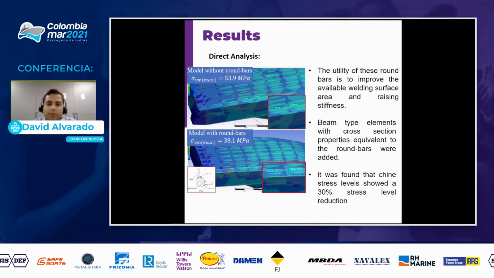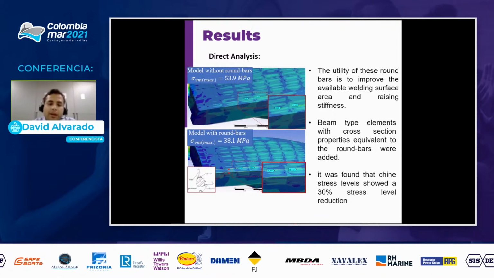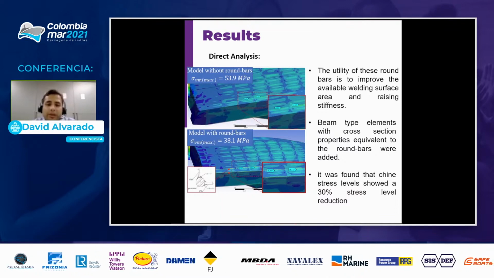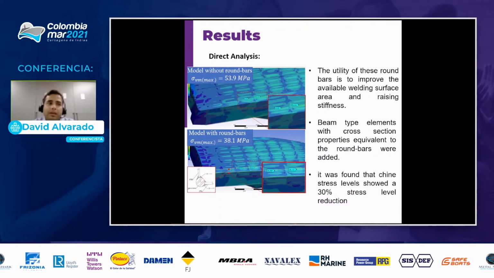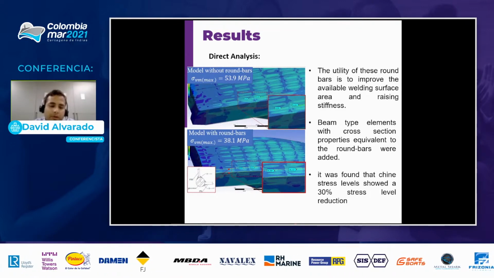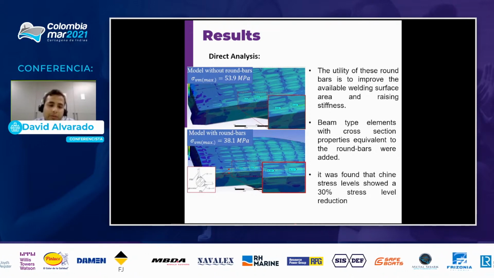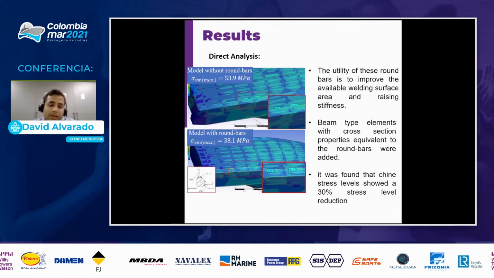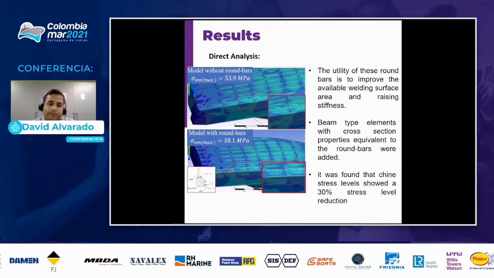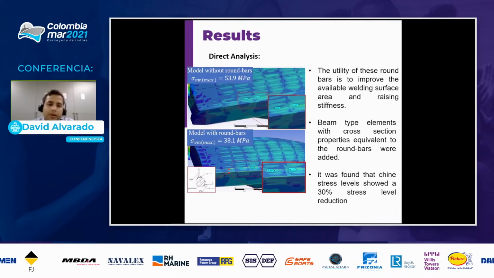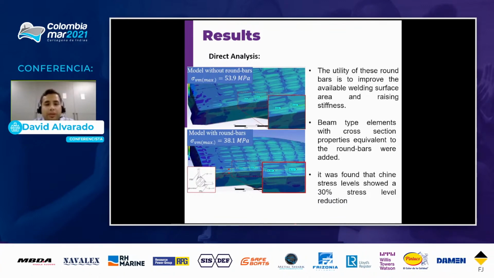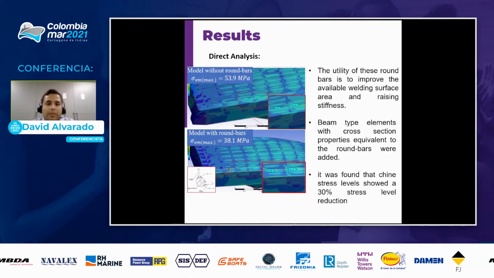At the corners of the connection between the side and the bottom, there are some concentrations of stress. In the initial model, we didn't include bars, which we can see in the lower left picture. This allows for better welding surface in addition to increasing rigidity of this connection. What we did is, since the standard doesn't consider these kinds of elements, we put that into the direct analysis.